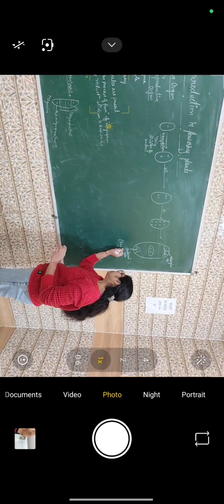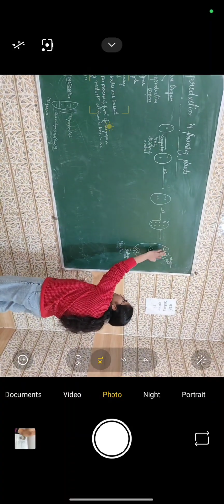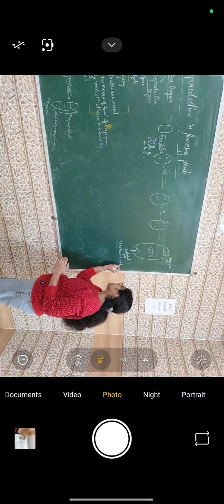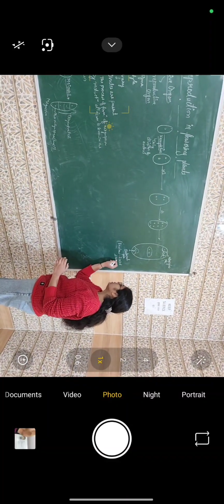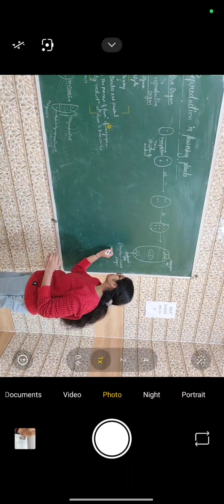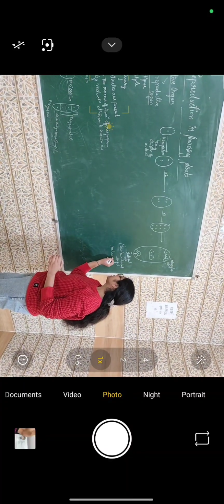We have 8 nuclei and we have 7 cells, like 1, 2, 3. This whole is considered as 1. 4, 5, 6 and 7. So it is known as the 8 nucleus, 7 cell stage. And it is typically a mature embryo sac.